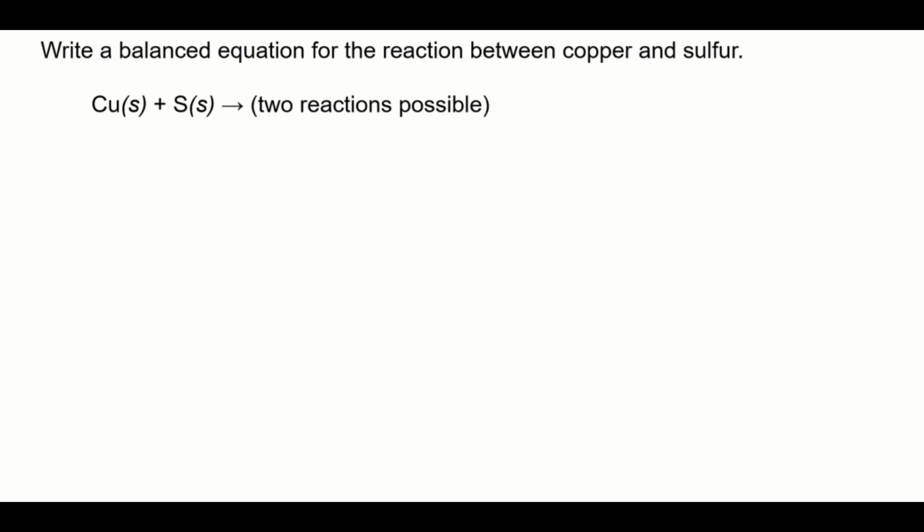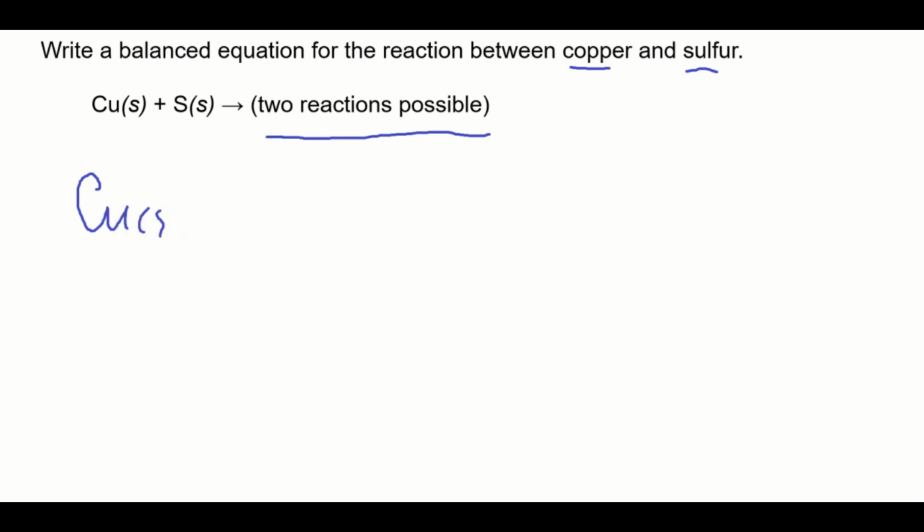Let's write the balanced equation for the reaction between copper and sulfur. And we're told that there are two possible reactions. The reason there are two possible reactions is because copper commonly forms two different cations. It's a transition metal, and many transition metals form multiple cation charges. Let's consider the first scenario.